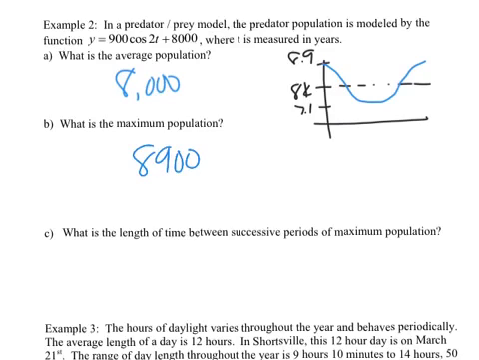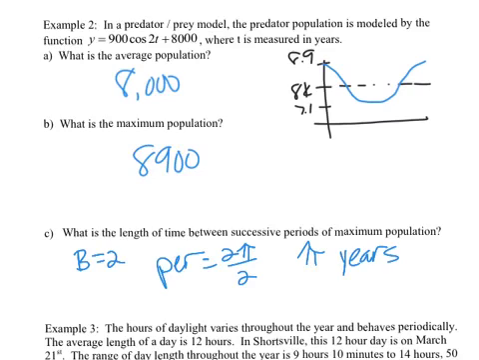And then we want to know the length of time between successive periods of maximum population. So I'm looking for the period length. All I have is the coefficient, which is 2, so that's my B value. In order to get the period, I take 2 pi and I divide by that 2. So the length of time is pi years. Well, pi is approximately 3.14, so it takes approximately 3 years for the population to return to where it was before, return to max.